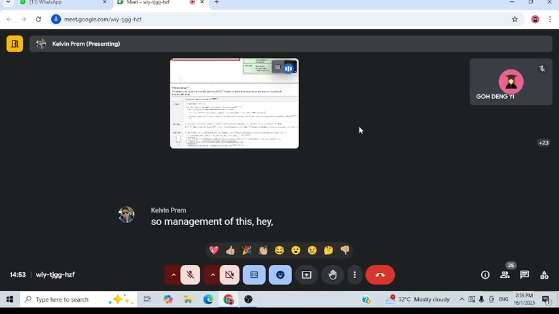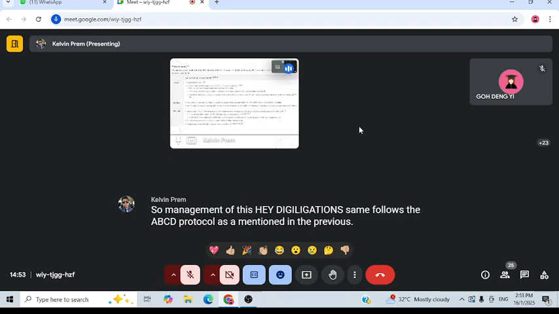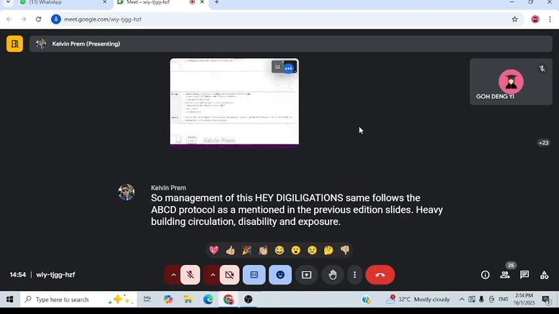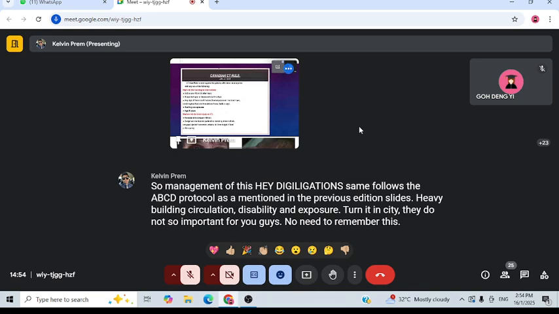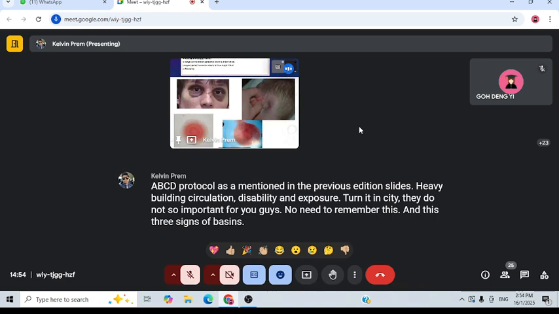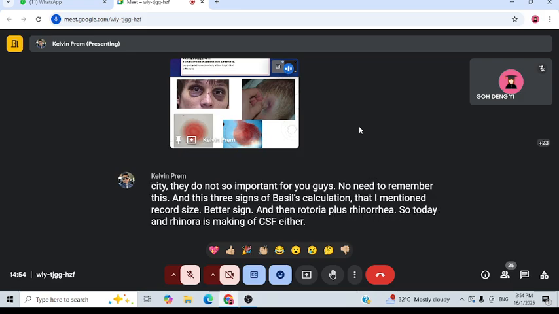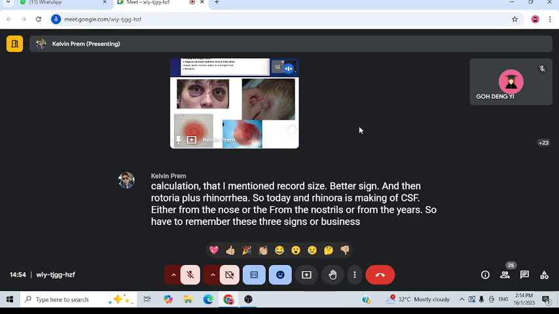Management of these head injury patients follows the ABCDE protocol as I've mentioned in the previous resuscitation slides: airway, breathing, circulation, disability, and exposure. The Canadian CT head rule is not so important for you guys. No need to remember this. And these three signs of basal skull fracture that I mentioned: raccoon's eyes, Battle sign, and otorrhea plus rhinorrhea. Otorrhea and rhinorrhea is leaking of CSF, either from the nose or from the ears. So you have to remember these three signs of basal skull fracture.